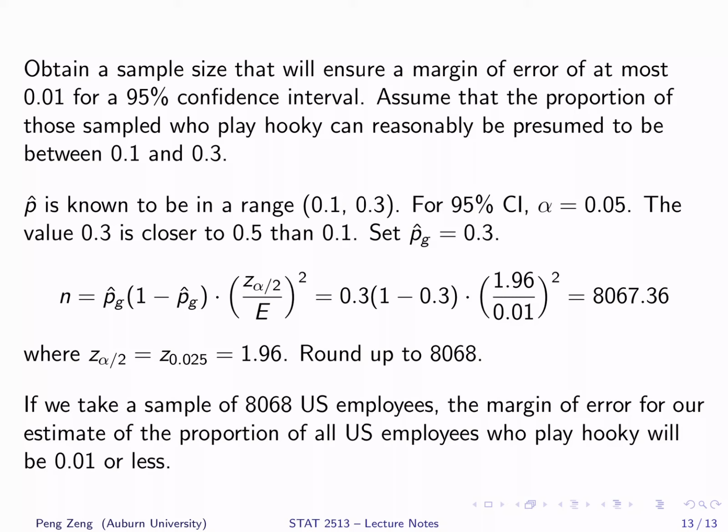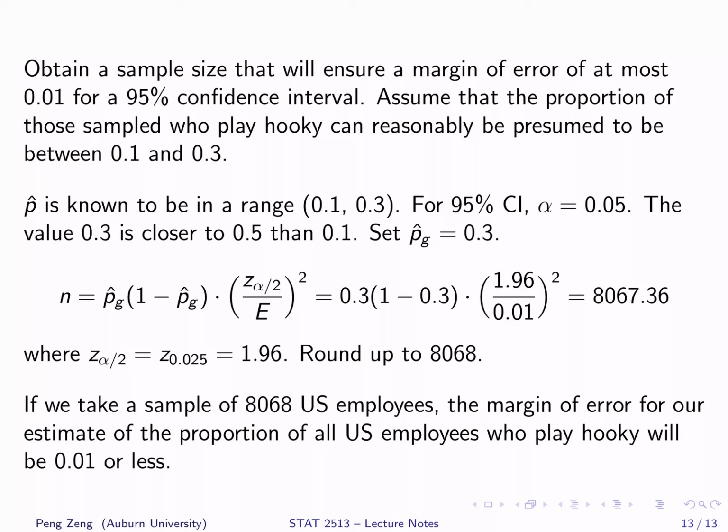For a 95% confidence interval, alpha equals 0.05. Then z alpha over 2 equals z 0.025 equals 1.96. Replace p g hat, z alpha over 2, and e in the formula. We get 8,067.36. Round it up to 8,068. Notice that it is rounding up. The fractional part is only 0.36, and we still need to round it up to 8,068.